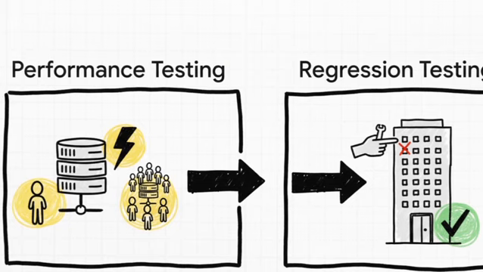Every single time a developer fixes one bug or adds a new feature, they run regression tests. Why? To make absolutely sure that their new change didn't accidentally break something else that was working perfectly before. It's like checking that fixing a window on the 10th floor didn't somehow cause all the doors on the 20th floor to get stuck. You have to check.